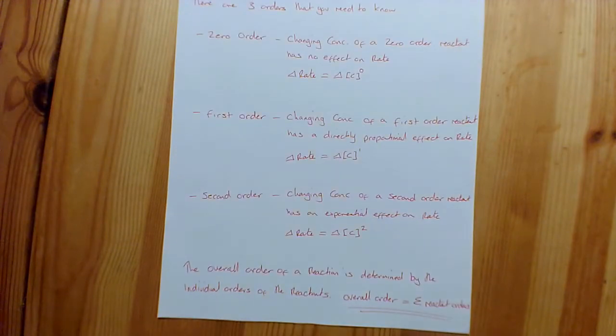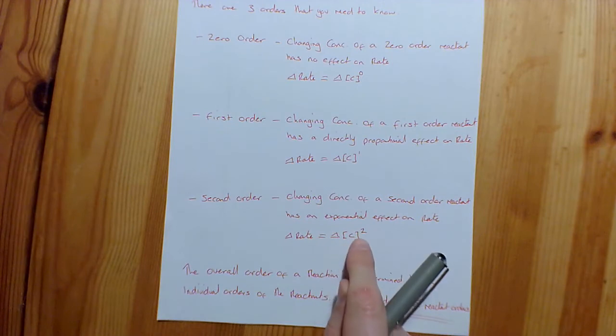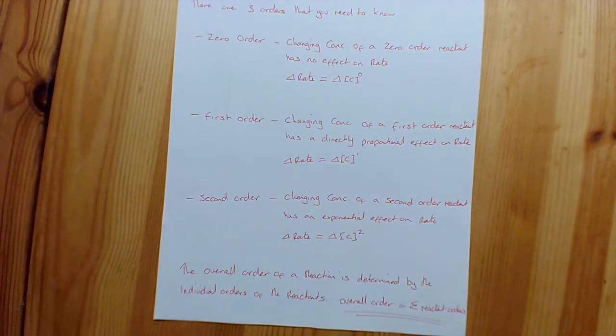And then we have second order reactants where you get an exponential effect on the rate. And that is because the change in rate here is equal to the change in concentration squared. So you have an exponential effect. So if I were to double the concentration of a second order reactant, it would actually quadruple the rate because it would increase the rate by the change in concentration squared. If I doubled it, times it by 2, 2 squared is 4, so the rate would increase by 4. If I were to triple the concentration of a second order reactant, then the rate would increase by 3 squared, so it would increase by a factor of 9.